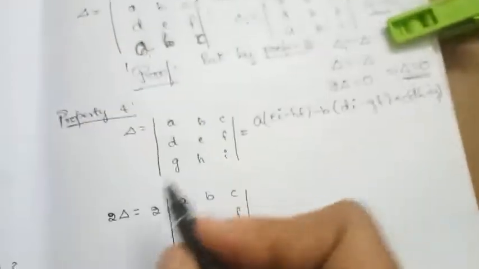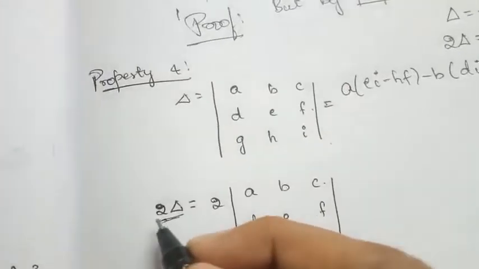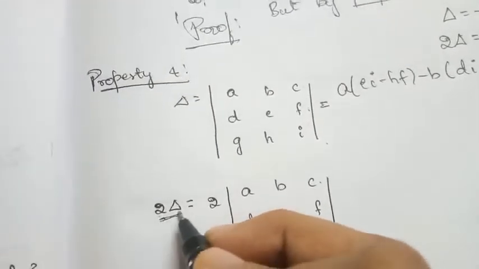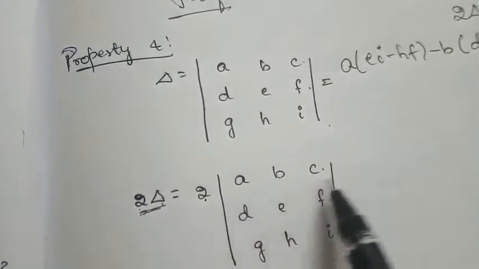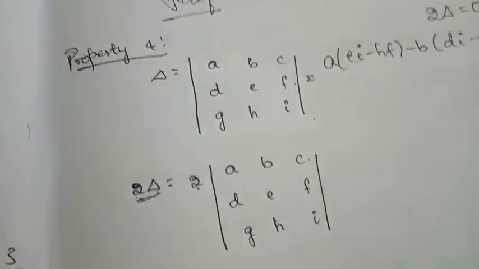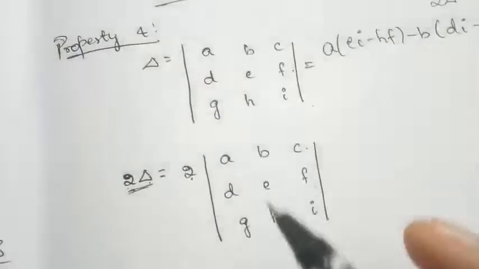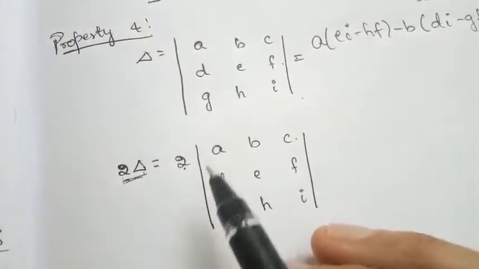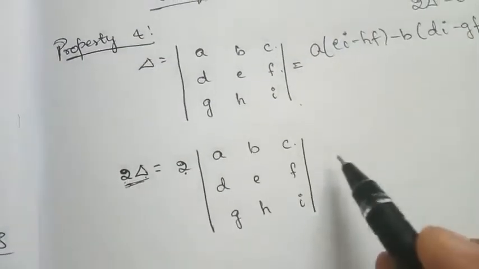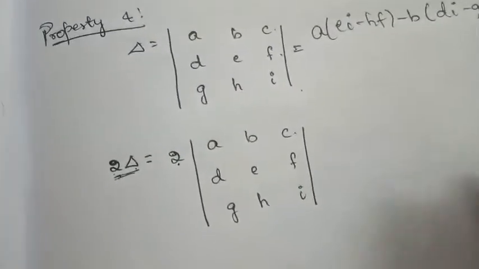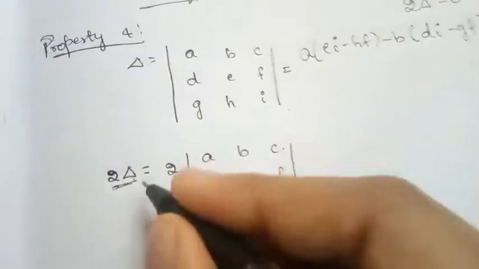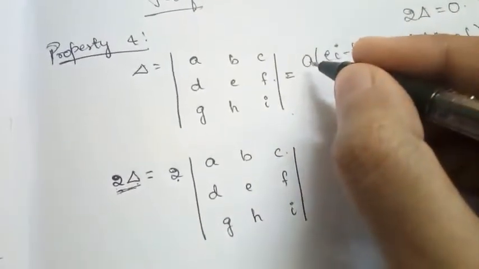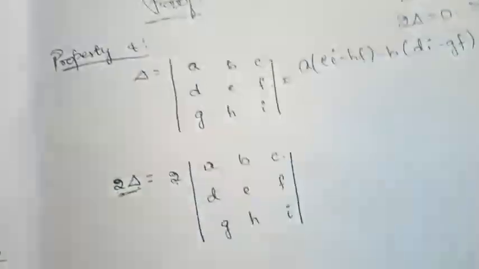If I multiply any scalar, I call that scalar k. If k is multiplied to this determinant, it means k is multiplied to any one row or one column. It might be any row or any column. Then the value of the determinant becomes k times the value of that delta.